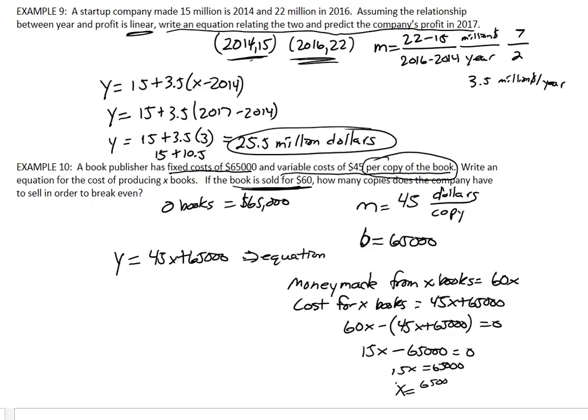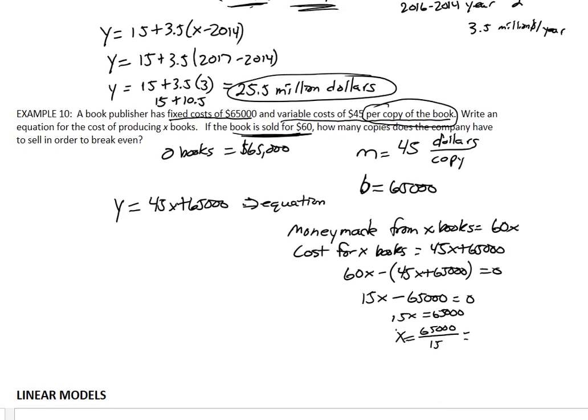So x would be 65,000 divided by 15, which would be, well, it goes in there 3 times with 5 left over. Okay, and then we could keep going like that. So we'd have to sell about that to break even.